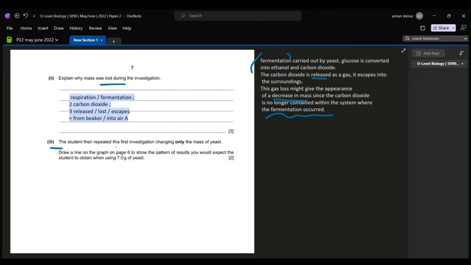The student then repeated this first investigation, changing only the mass of yeast. That means other factors were constant, whatever they were, and only the mass of yeast was changed. So, draw a line on the graph on page 6 to show the pattern of results you would expect the student to obtain when using 7 gram of yeast.